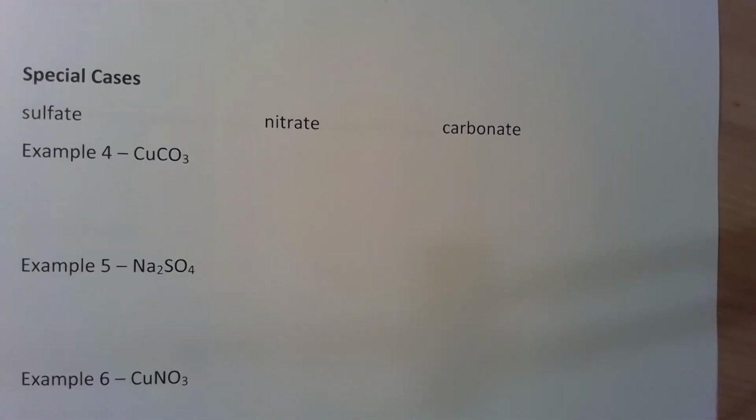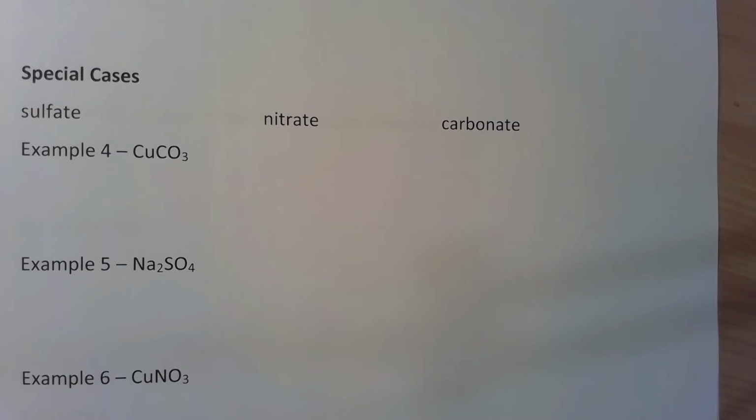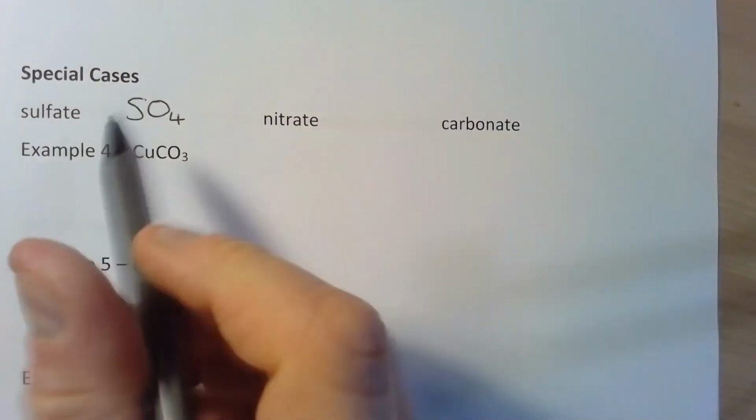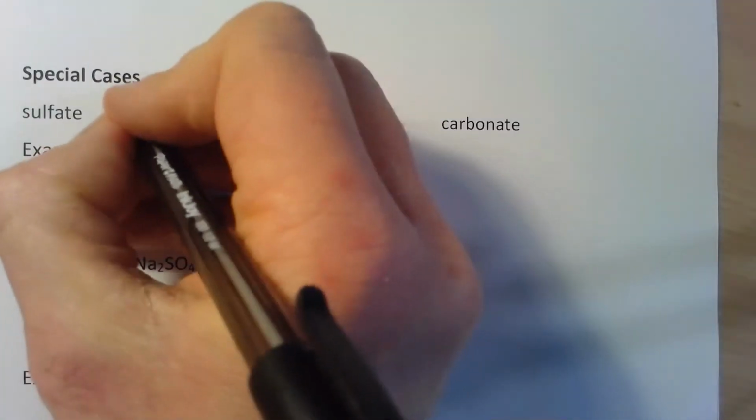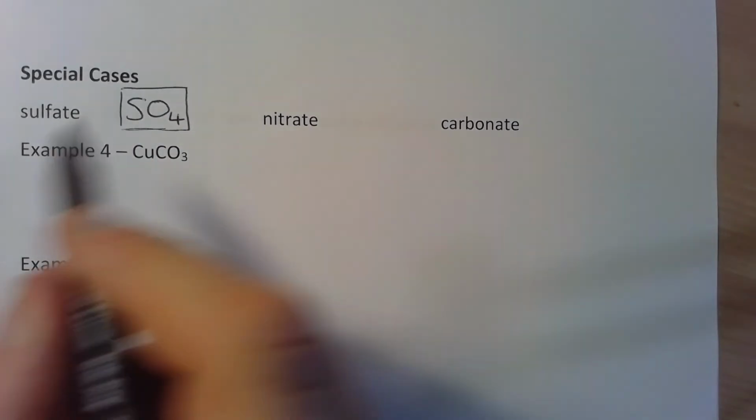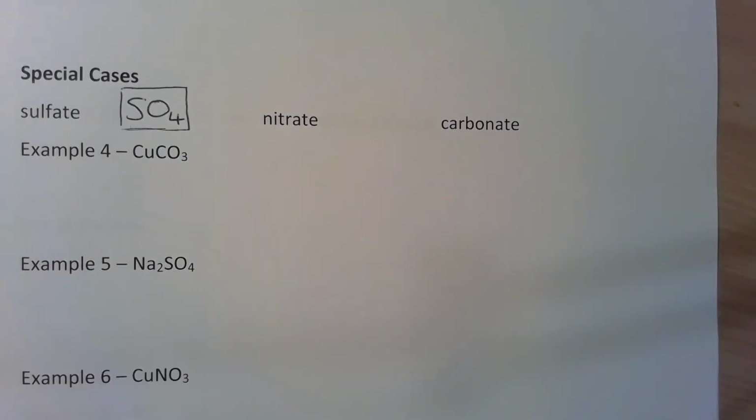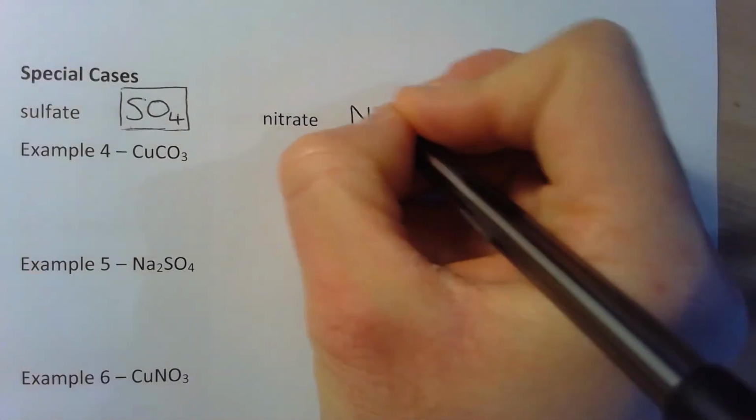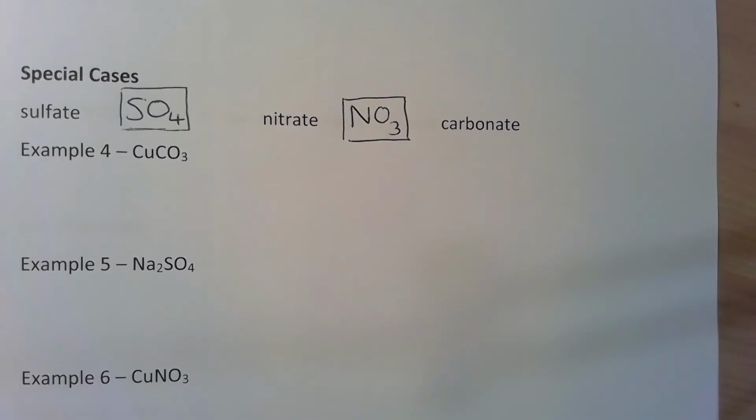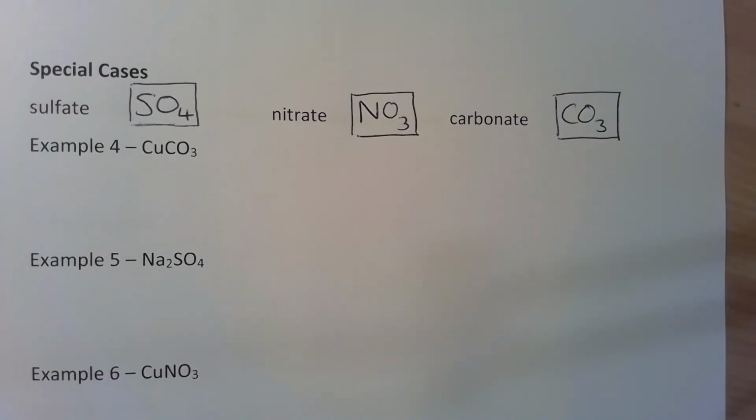There are some special cases, and these are sulfates, nitrates and carbonates. If we ever see at the end of a compound this group here, this SO4, we would name this sulfate, and it's only if we see something followed by SO4, we call that a sulfate. If we see a metal followed by NO3, we name that nitrate, and if we see a metal followed by CO3, we would name that as carbonate.